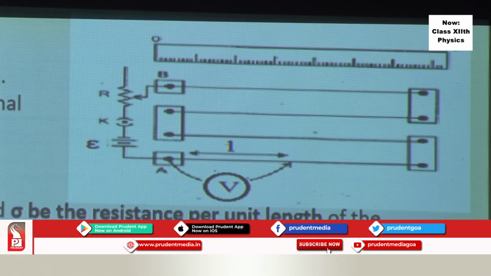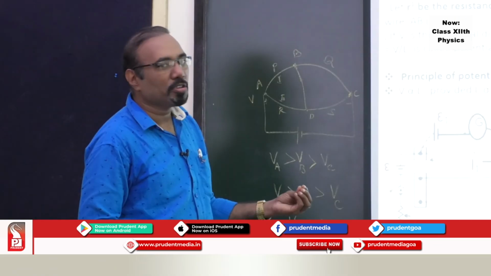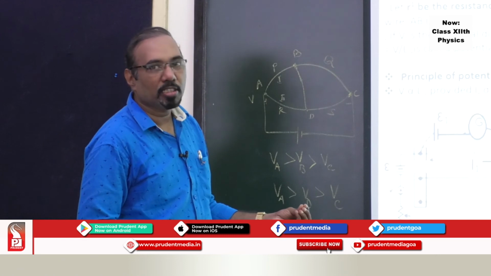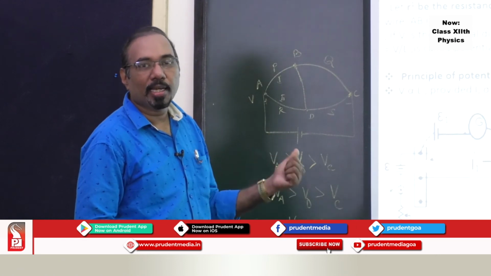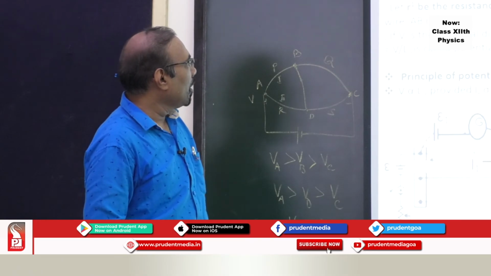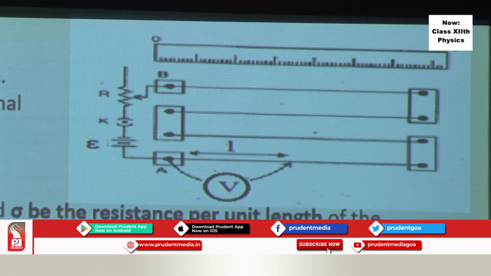Just like Ohm's law, you need to know this. Ohm's law states that potential difference is directly proportional to current. Here the potential difference is directly proportional to the length, provided the current and sigma remain constant, that is, the physical conditions remain constant. V by L is called the potential gradient. What is meant by potential gradient? It is V by L, and its unit is volt per meter.